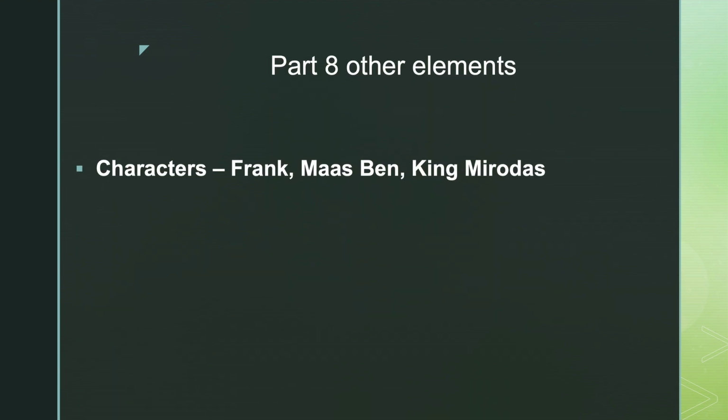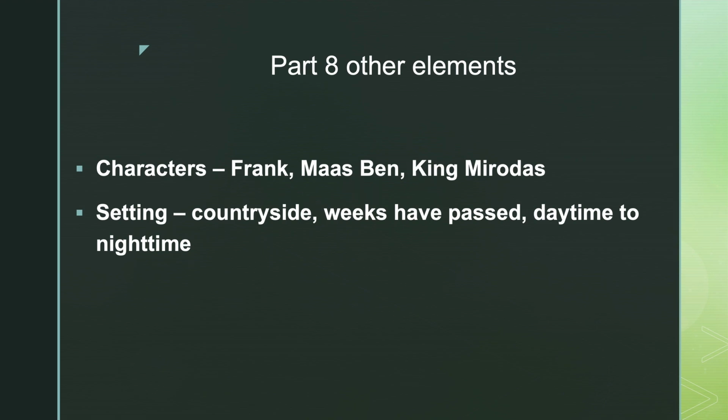The other parts of part 8. We have Frank, we have Mass Ben, that's the gentleman that Frank frightened. What was the nickname that Frank called out for Mass Ben? Tell me in the comments below. And we have King Myrodus. For our setting, it's the countryside in terms of location, place, and in terms of time, several weeks have passed. And we're moving from daytime to nighttime in this particular snippet.